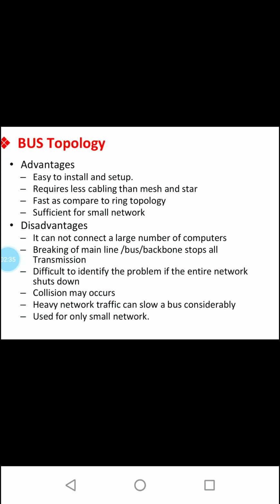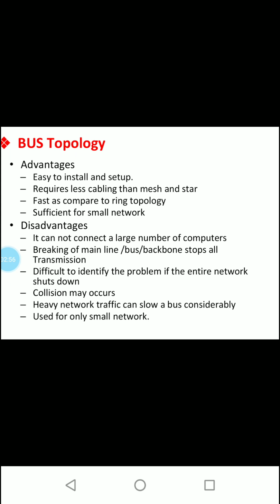Bus topology is easy to install and set up. It requires less cabling than the mesh and star topology. It is the fastest medium of transferring data as compared to the ring topology, and it is a very efficient topology for small networks. What are the disadvantages of the bus topology?